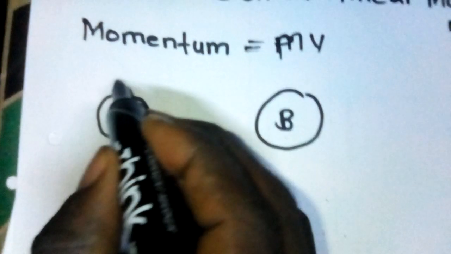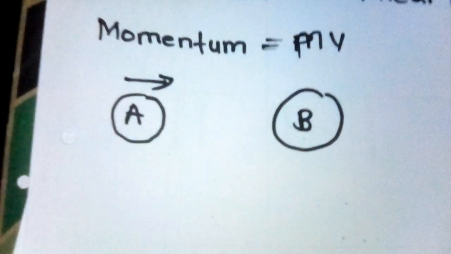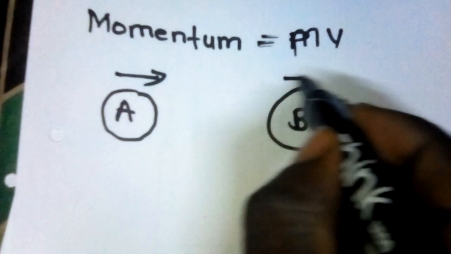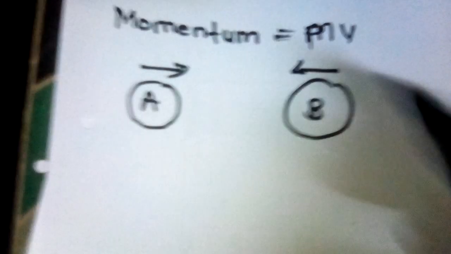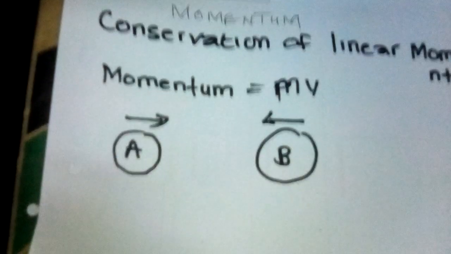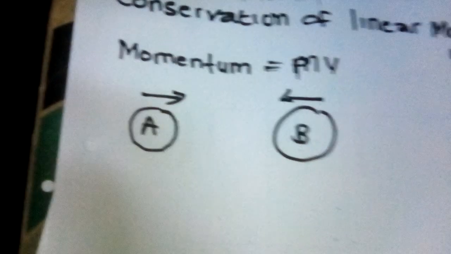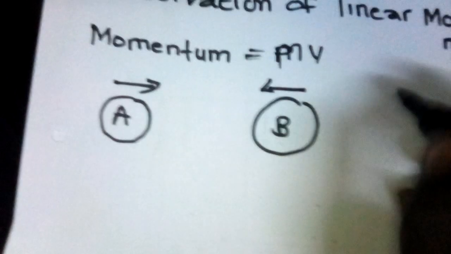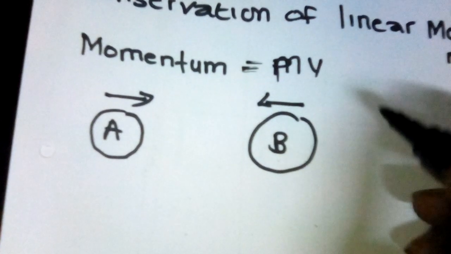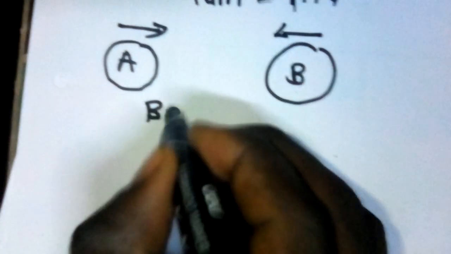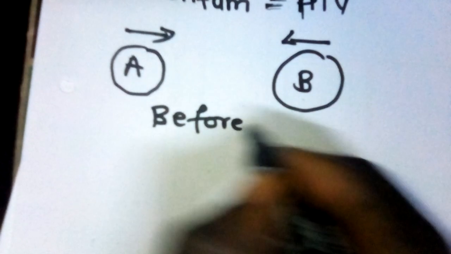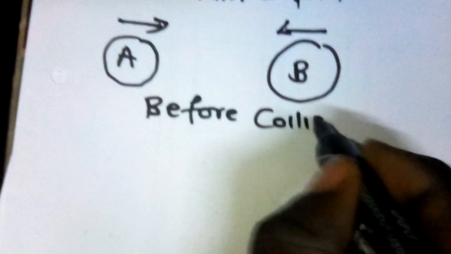Now, let's say body A is going in this direction, and body B is going in the opposite direction. This is before collision. Two bodies are said to collide when they hit against each other. This is what is happening before collision.